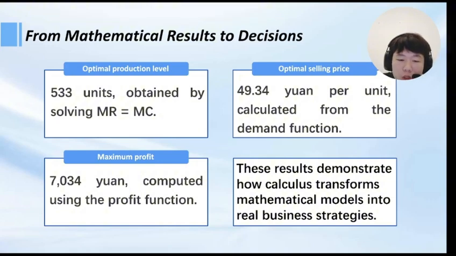The final results show that this output is 533 units with a maximum profit of 7,034 yuan and a selling price of about 49 yuan per unit.